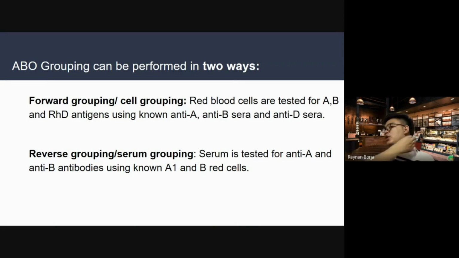Okay? Parehas lang yan. So technically, pag sinabi nating forward, mas sanay ako forward and reverse. Forward grouping naman is your RBCs are tested for A, B, and RhD antigens using anti-A, anti-B, and anti-D. So, ibig sabihin, hindi lang po si ABO system ang pwedeng ma-detect through your forward grouping or forward typing, kundi kasama na po si Rh natin, using your anti-sera A, B, and D. Okay? Next, reverse grouping or serum grouping.